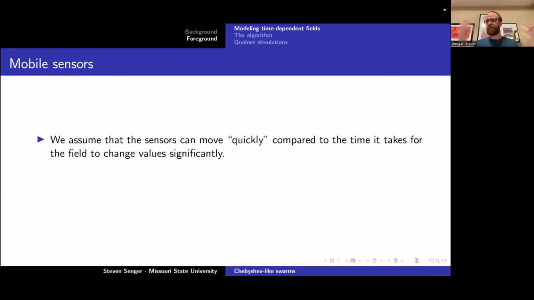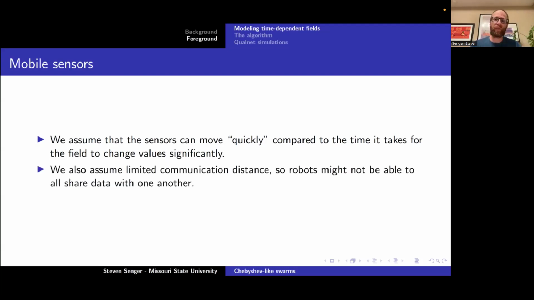Because if this is just a fantasy world, then I can spend infinity dollars and have all of my quadcopters built out of titanium or whatever. But in real life, that's probably not the case. So I want to assume that I've got sensors that can move quickly compared to how the field values are changing, but maybe not too quickly. They can't move instantaneously. It's not like a computer program where I'm just picking points on the screen. These are physical objects that are going to have to move.